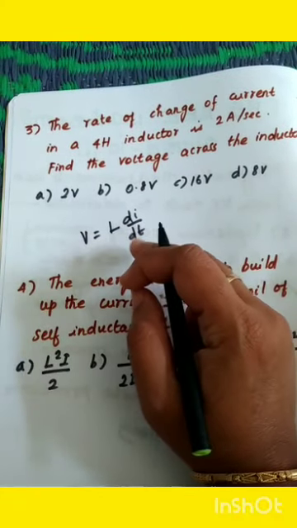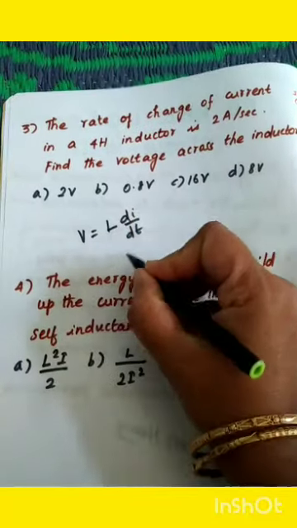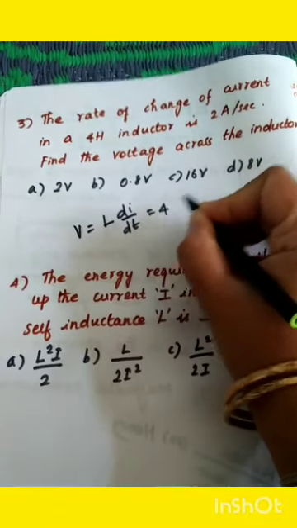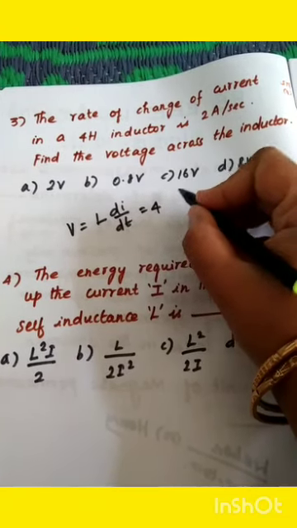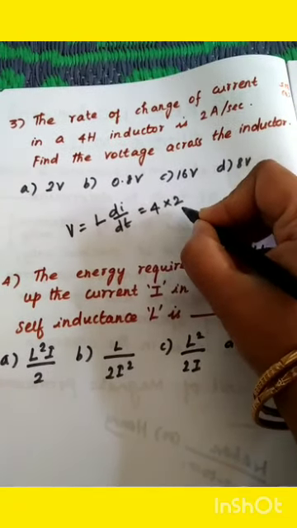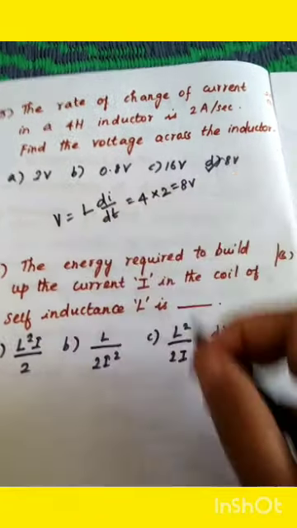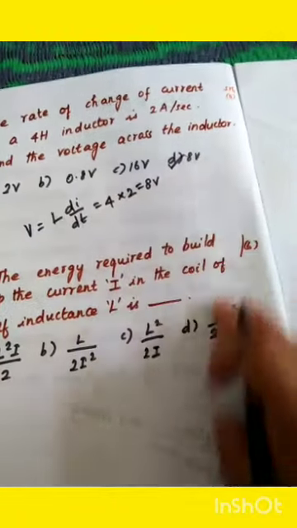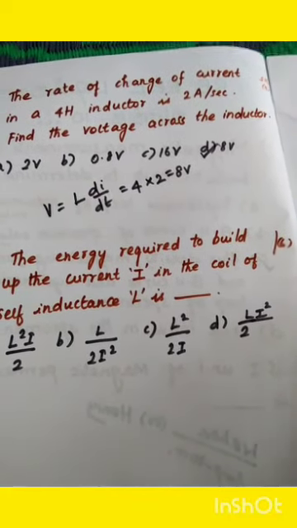Here we need to find the voltage across the inductor. L is 4 Henry, and the rate of change of the current with respect to time is 2 amps per second. So 4 into 2 gives you 8 volt. The answer will be 8 volt. We need to employ the simple formula to find the answer, so we should keep the formulas in our mind.